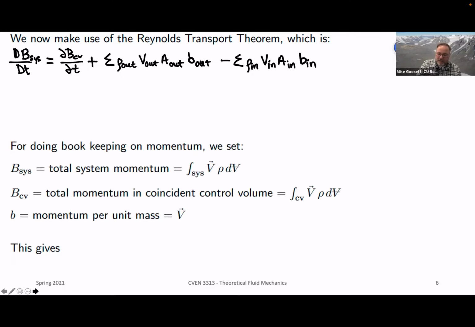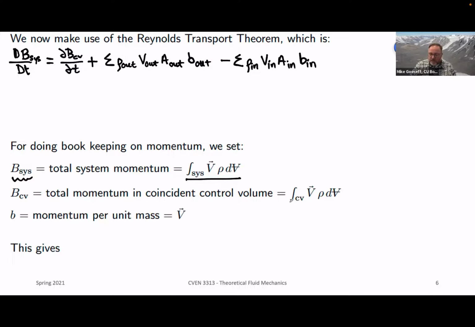Now, let's look for bookkeeping on momentum. We're going to set B_sys, so this thing here, to the integral over the system with respect to its volume of V times rho, that product, and B in the control volume, so that's in the second term here, or the first term on the right-hand side, is the total momentum in the coincident control volume.